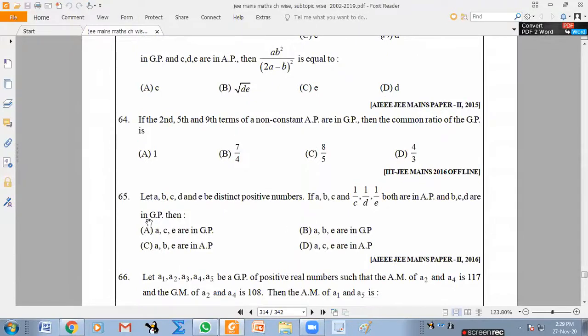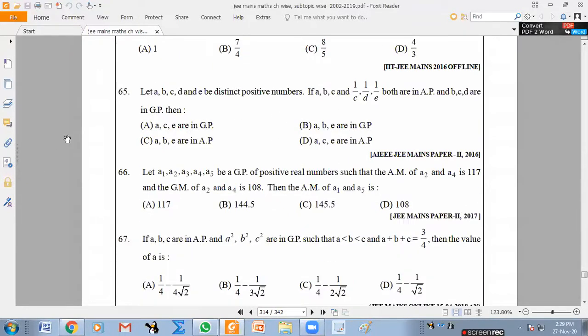You joined late. Yes, sir. Okay. Maybe 63, 65 are connected in some way where 65 may be easier. I don't know. What is the answer for 65? Remember the key? Sir, option A. Yes, sir. ACE in GP, sir. Option A. Okay. So we have A, B, C.